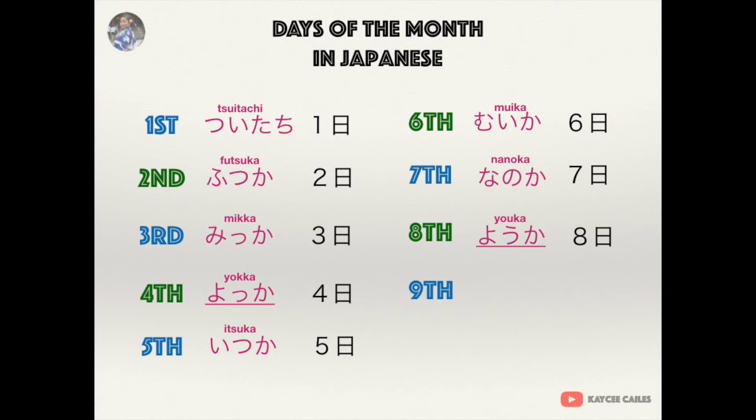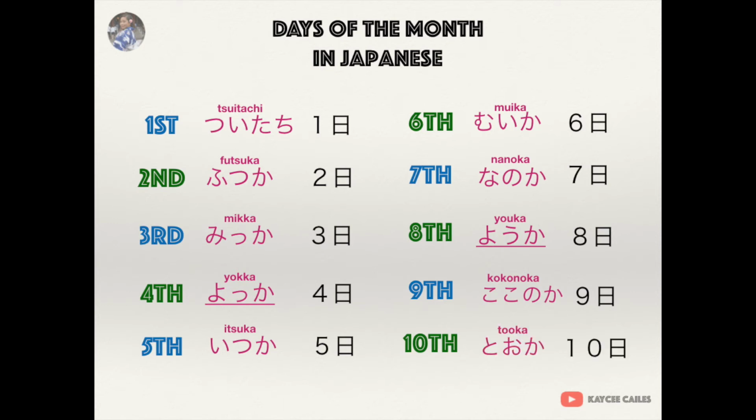Ninth, it is kokonoka. And then 10th, it is toka. Kindly take note that there's a difference between the 4th, which is yokka, and the 8th, which is yoka. So 4th is yokka, and then 8th, yoka.